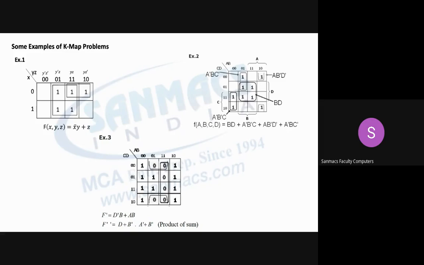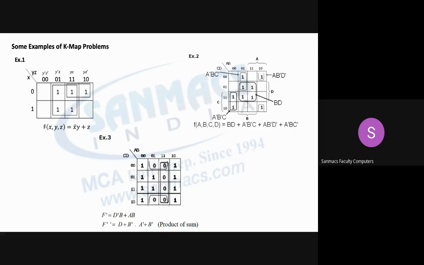The one thing to note about K-maps is that they are always cyclic. So this edge is connected with this edge, and this edge is connected with the top edge. That is why we could club together the one placed in the first row and the one placed in the last row.